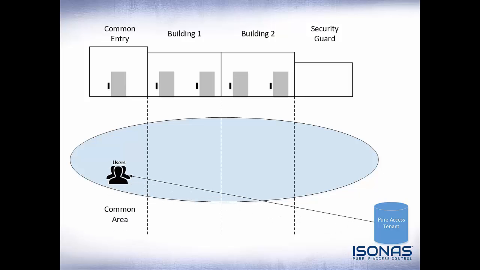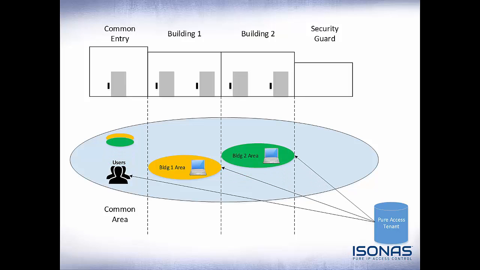So in this situation, we're going to have a common area. We're going to put all of our users or our badge holders into that common area, plus the one door that's a common entry. Then we're going to have an administrator for building 1 area. He'll be able to see his area, plus he'll be able to see the common area. The same thing for building 2. The building 2 administrator will see his area and be able to see the common area as well. The security guard will be able to see all areas within the system.